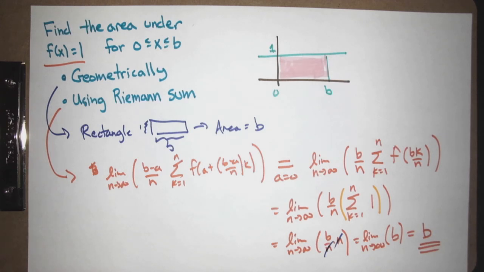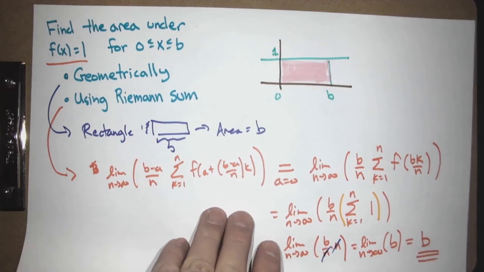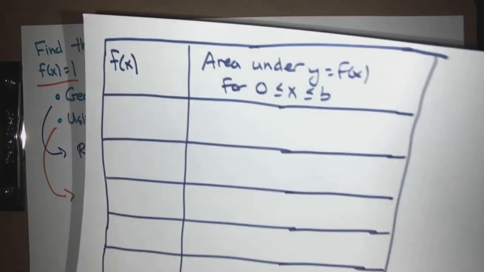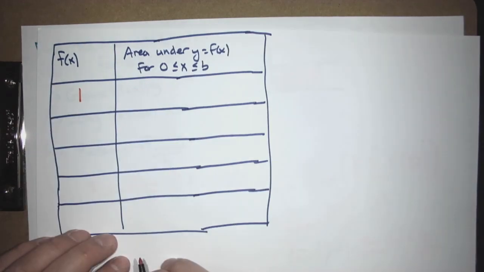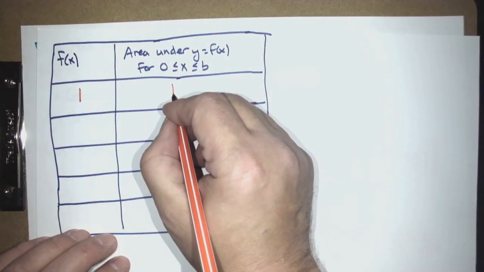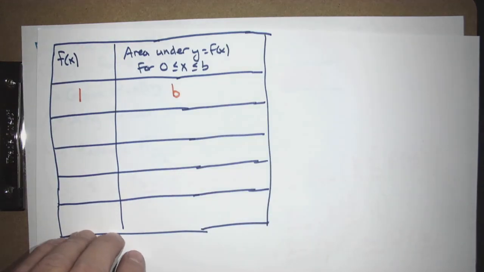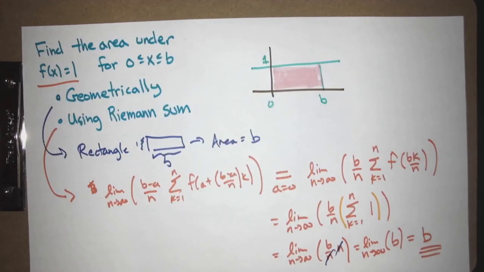All right, I'm going to add this to our chart here. And you might say, what chart? The chart you haven't seen yet. Our function f of x was 1. The area under f of x between 0 and b was b. Okay, we're going to add to this chart. Our goal is to fill up this chart today.